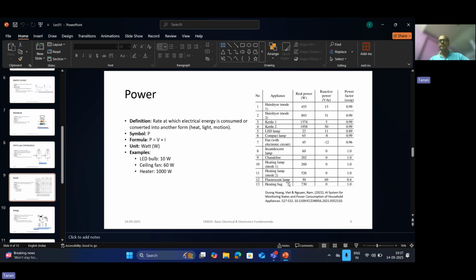Like a fluorescent lamp, real power 30, reactive power 69, and the power factor is 0.4.